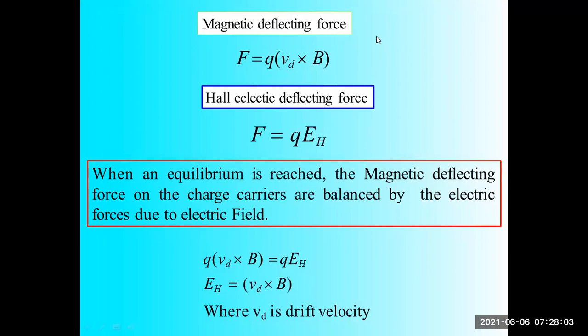So what is the force acting with respect to the magnetic field? You already know that F is equal to Q into V_D into B, where V_D is the velocity of the charge carriers, multiplied with the magnetic field. So the force is given by Q V_D B. Now the force acting on the charge carrier due to the electric field is given by F is equal to Q into E_H.